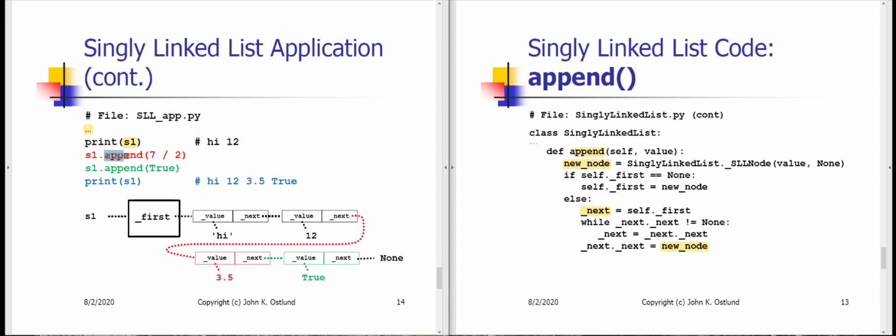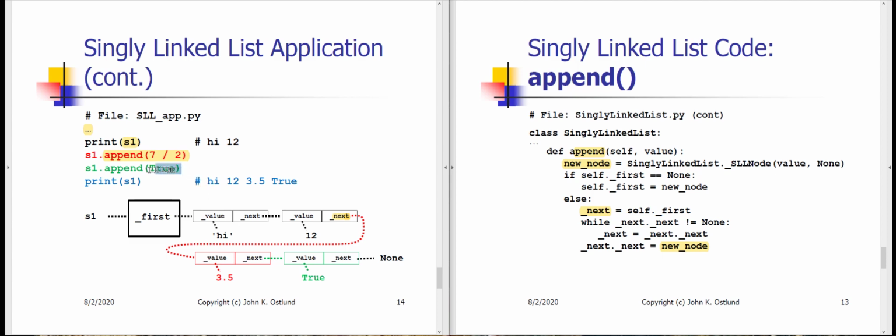Now we are going to append 7 halves. Appending 7 halves means that we have to step through and locate the end of the list. Okay, the end of the list when there are just 2 nodes in it is this next data attribute. We modify that next data attribute to refer to this node containing, well, 7 halves is a float value, 3.5. And next is then None.